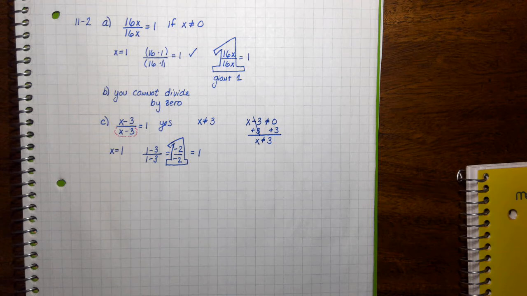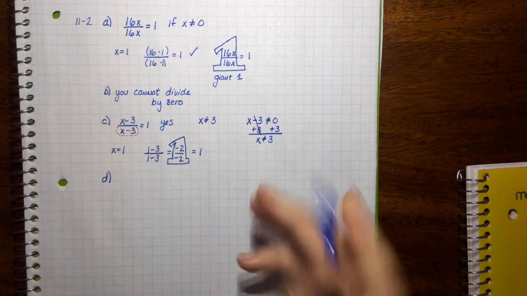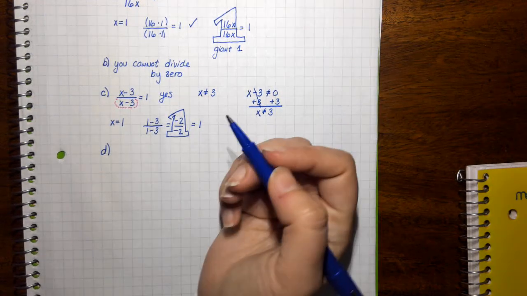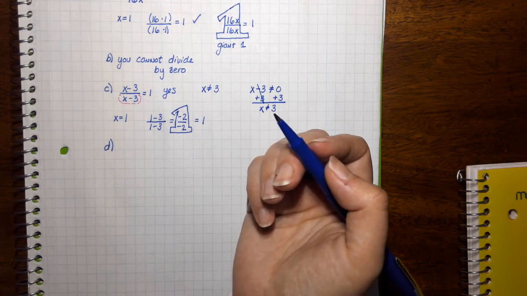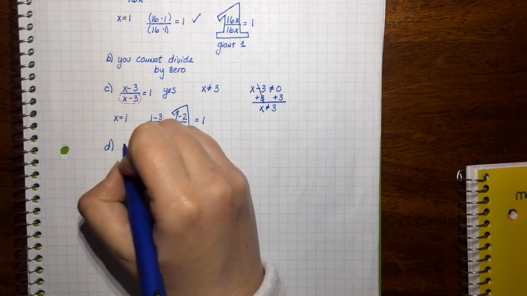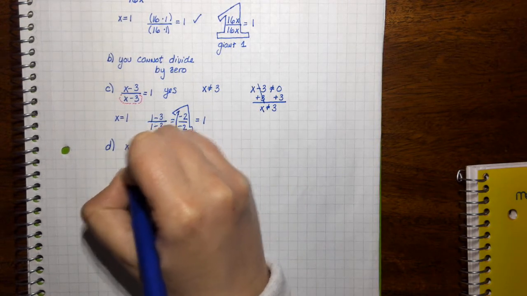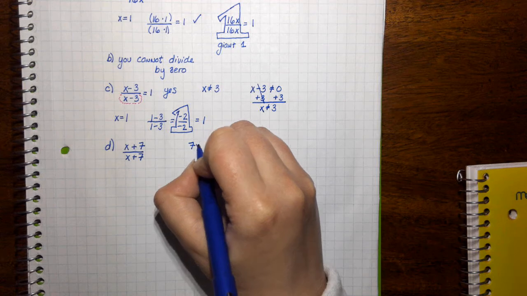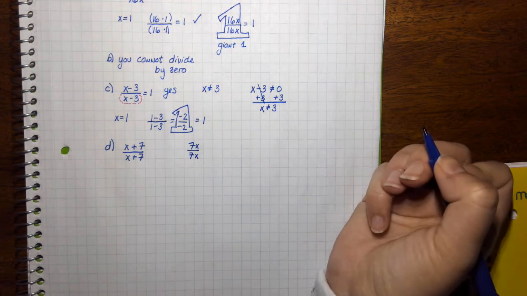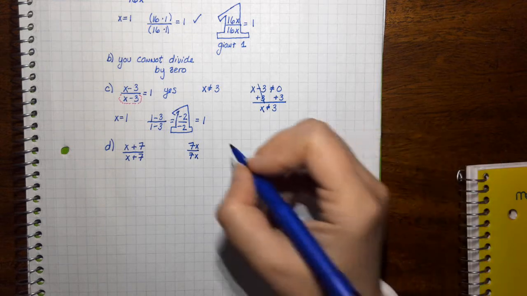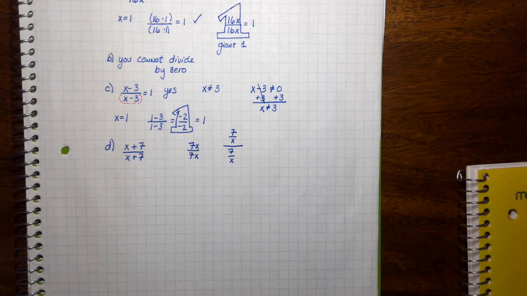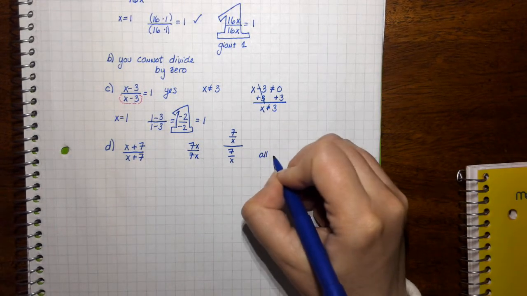D. Create your own rational expression that equals 1. Be sure to state any exclusions. Okay, so you guys can do any one that you want, but my favorite number is 7. Well, that's not true. My favorite number is 4. Hank's favorite number is 7. So what about x plus 7 over x plus 7? Or 7x over 7x? Or 7 over x over 7 over x? Those all equal 1.